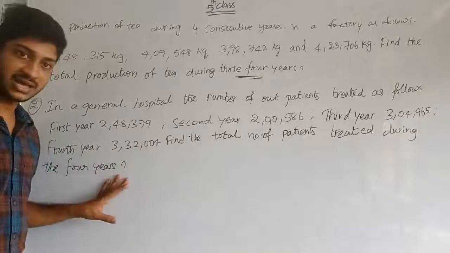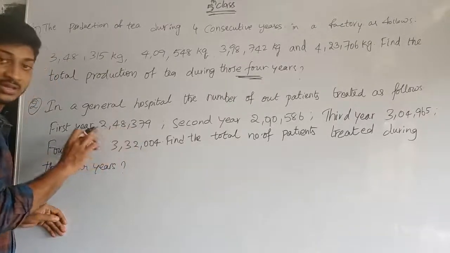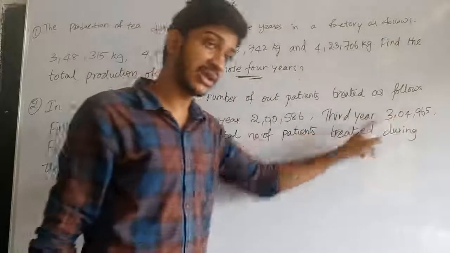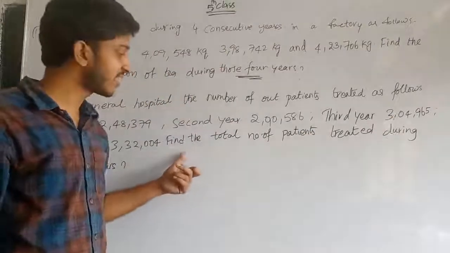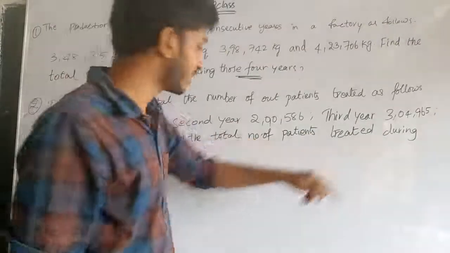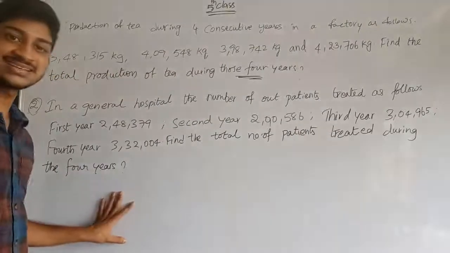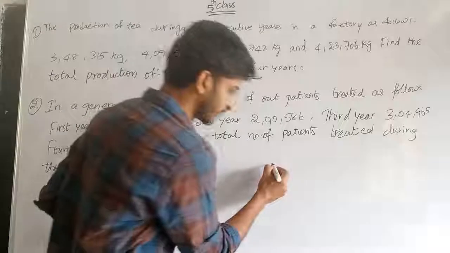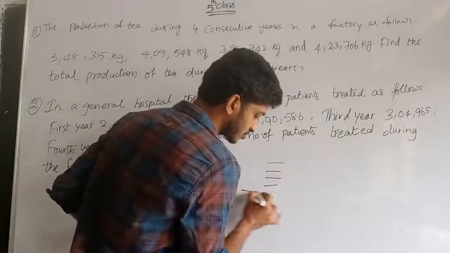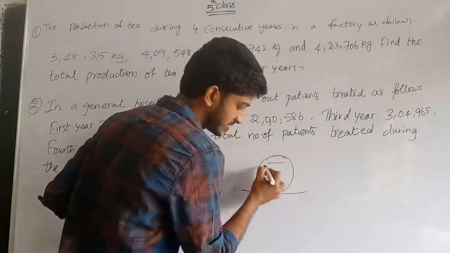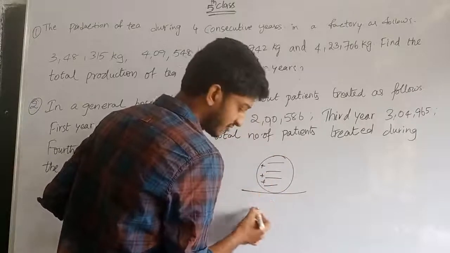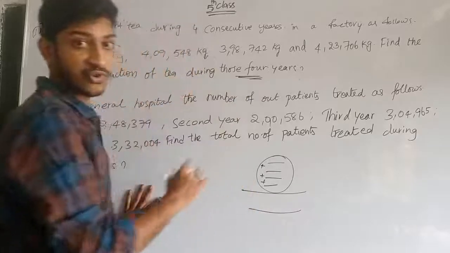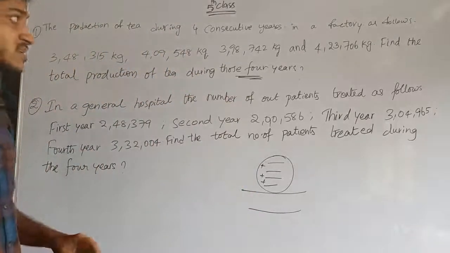This is the total number of people coming out from the hospital in the first year, second year, third year, and fourth year. He is asking to find the total number of patients treated during the 4 years. Simply we have to add, then we get the total number of people who got treated in those 4 years. Okay children, do these 2 problems as homework.